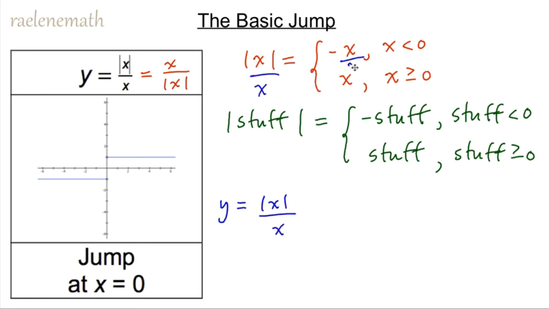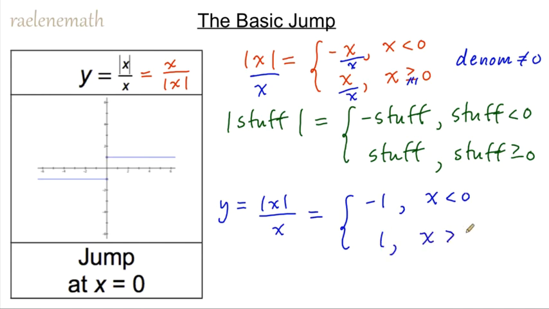is going to have a domain restriction that x can't be equal to 0 because the denominator cannot equal 0. And furthermore, we will have a simplified function of either -1 if x is less than 0 or +1 if x is greater than 0. And so we tend not to include any function value when x is equal to 0 here.